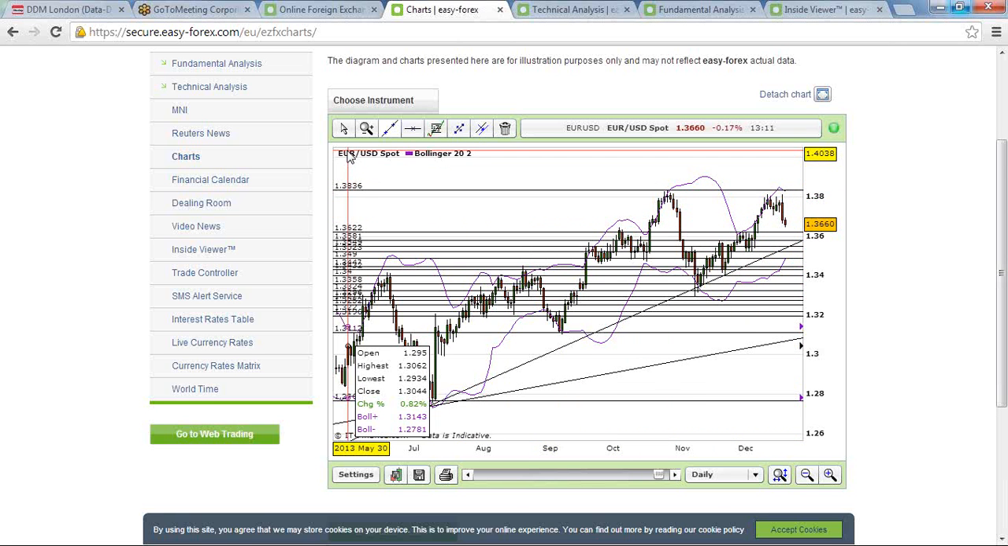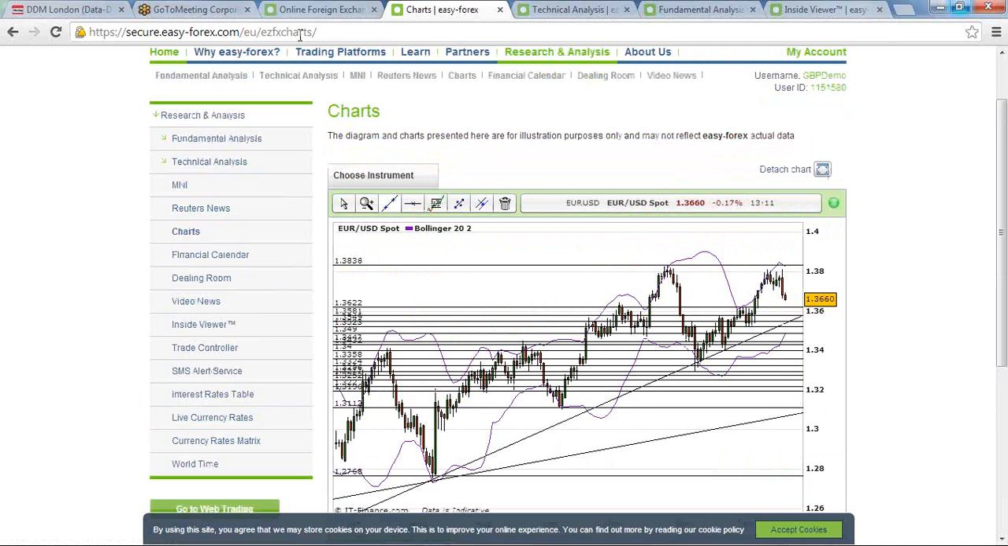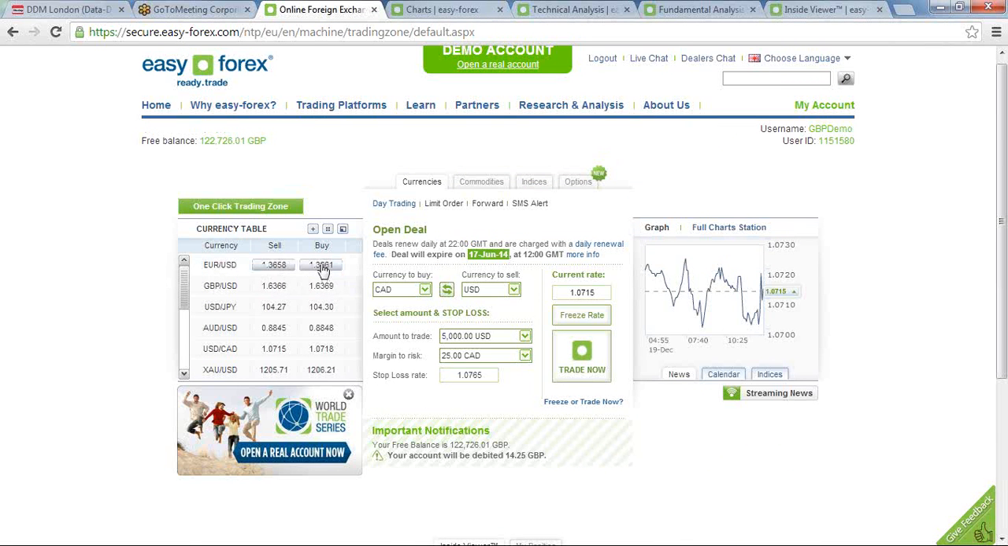Because if I buy euros and I'm holding euros, as the exchange rate rises, the euros that I'm holding are worth more dollars, and that means a profit to me. So what actually happens when we make that trade? I go to my currency table and click on buy. The buy and the sell in the currency table refer to the base currency, so they're referring to the euro. If I click on buy here, I'm going to be buying euros. If I clicked on sell, I'd be selling euros.